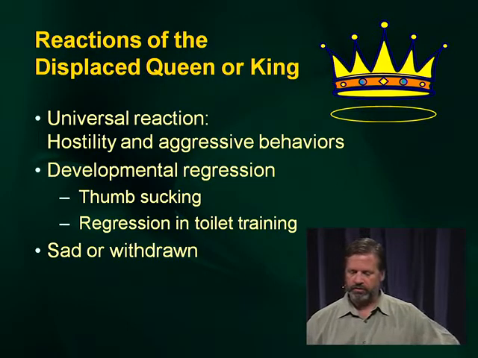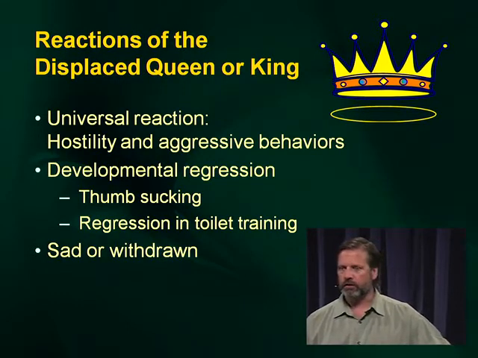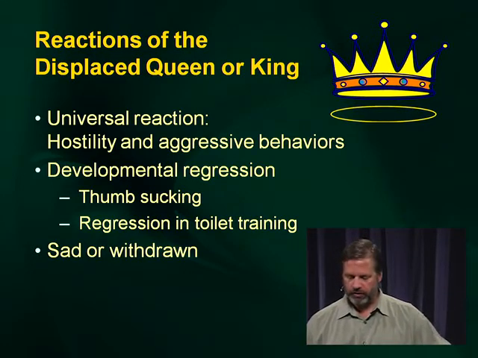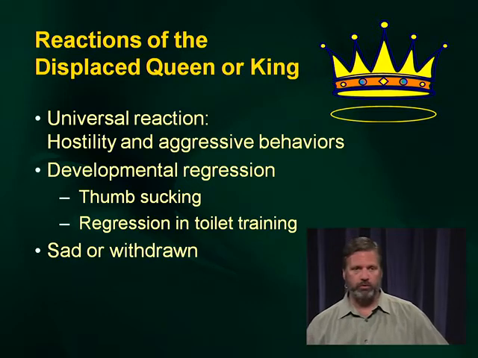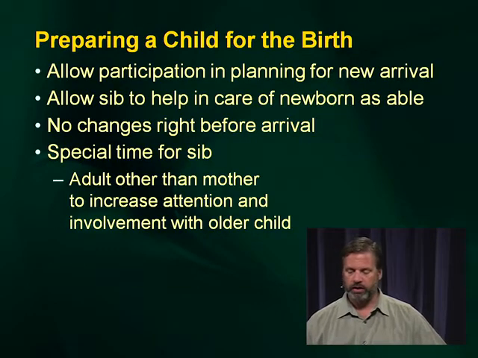Basically what you're dealing with is the displaced queen or king. And so the universal reaction is hostility and aggression. That's normal. So you might even see in the sibling some developmental regression, like thumb sucking, or some regression in toilet training. The older sib can become sad or withdrawn. This is all normal. That's the important thing to point out.